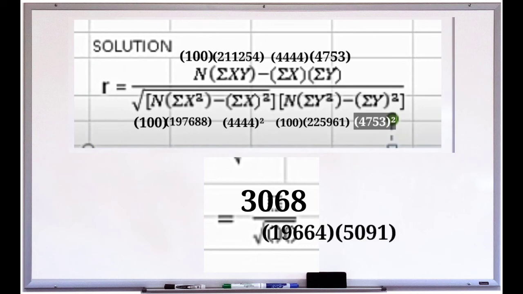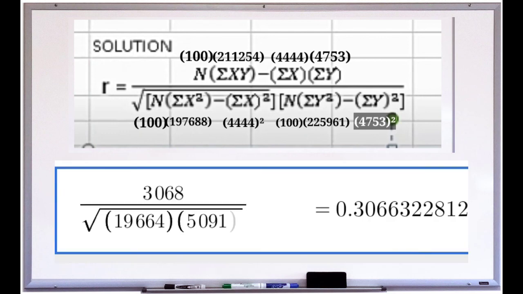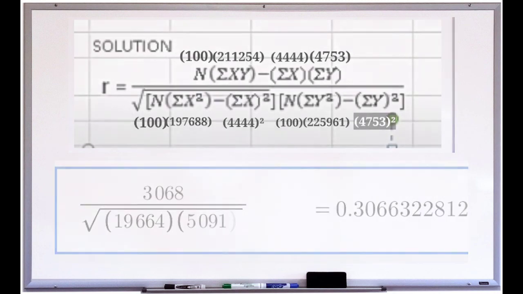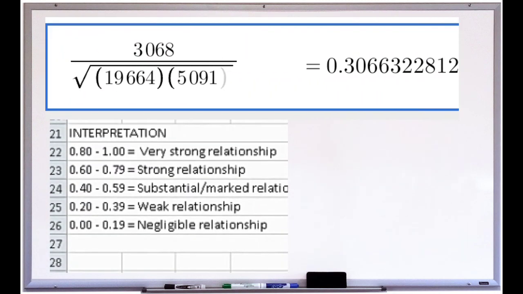So now let's solve the final stage to get the answer and interpret the result. The result is 0.3066322812. As we get the result of 0.3066322812, the interpretation is a weak relationship from the September administration to the November administration.